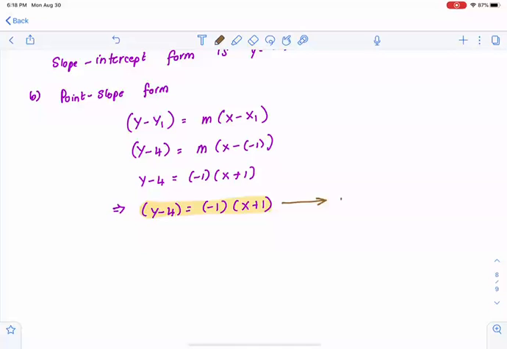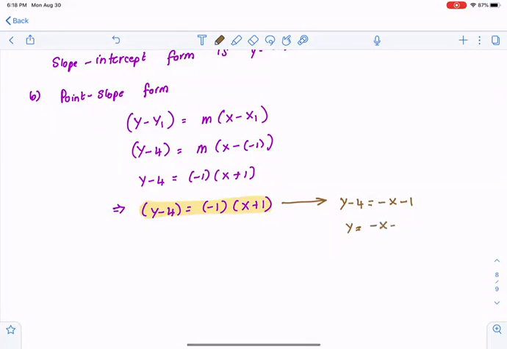So y minus 4 would equal -1 multiplied by (x + 1). I'm going to distribute the negative, so I will have minus x. -1 times 1 is -1, which means y minus 4 is equal to minus x minus 1. Now, if I add 4 to both sides, in other words, I'm moving that -4 from the left-hand side and taking it over to the right-hand side.